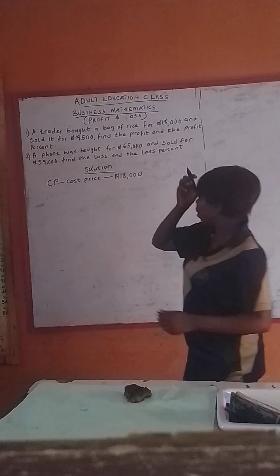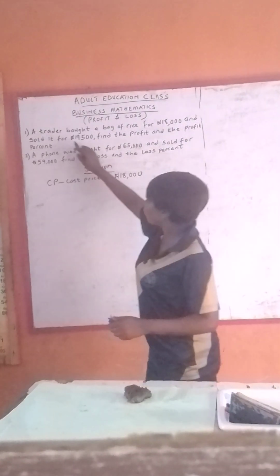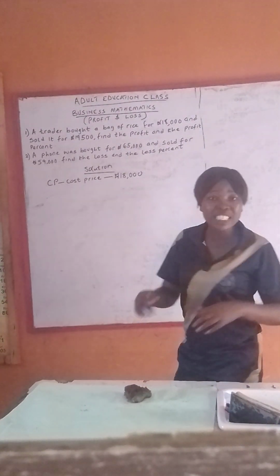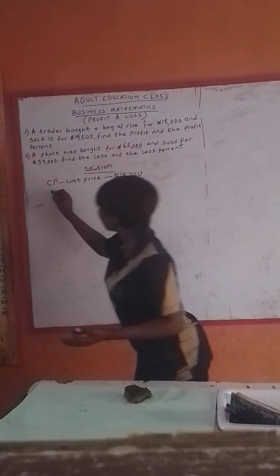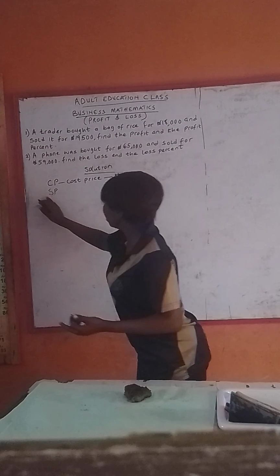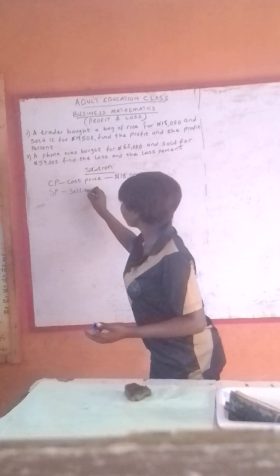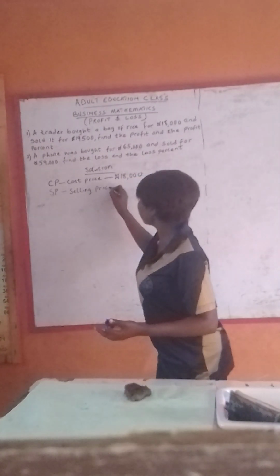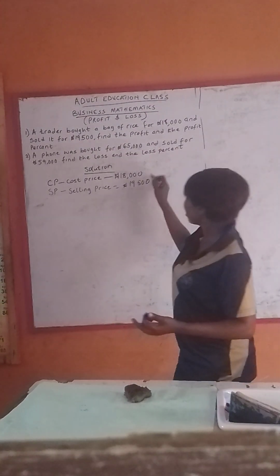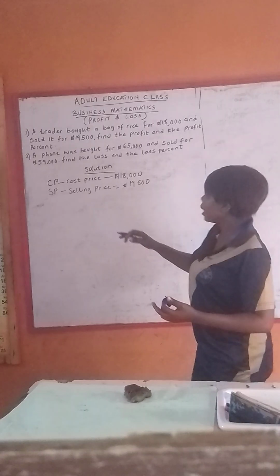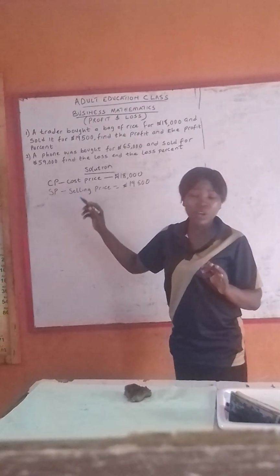18,000 naira. While they told us it's being sold out for 19,500. That means the selling price is 19,500, and selling price can be denoted by SP. This is the selling price, and that is 19,500 based on this question. Now, it shows that we have these two terms.